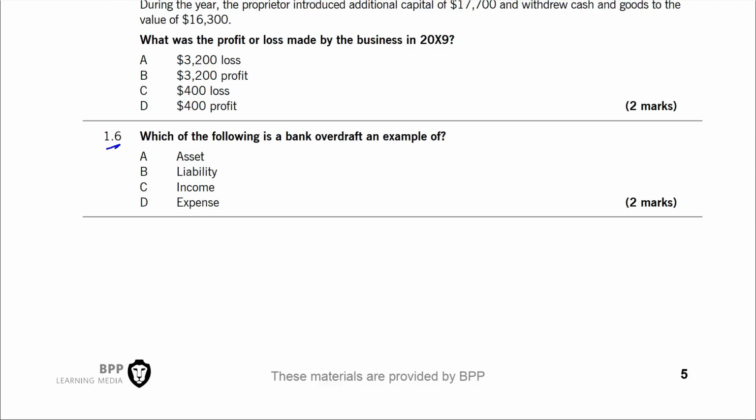Next we have question number 6. Which of the following is bank overdraft an example of? So bank overdraft is a short-term loan from bank.